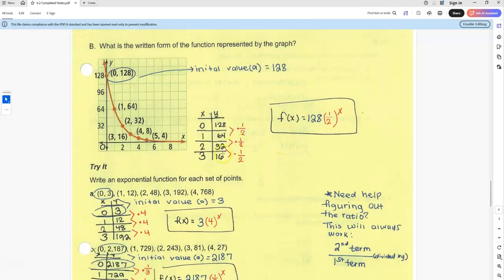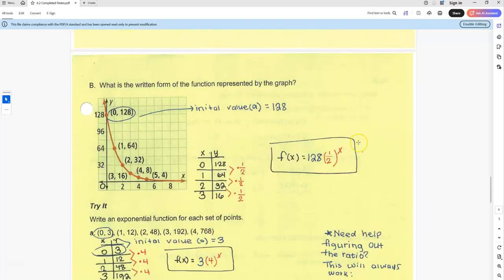For the ratio, this one's a little bit trickier. Some kids will just say, oh, we're dividing by 2. Well, yes, technically we are dividing by 2, but that's not what the equation wants. The equation wants what we're multiplying by. So we're multiplying by 1 over 2.